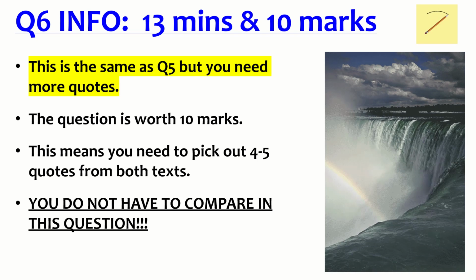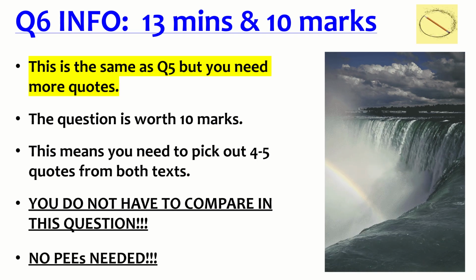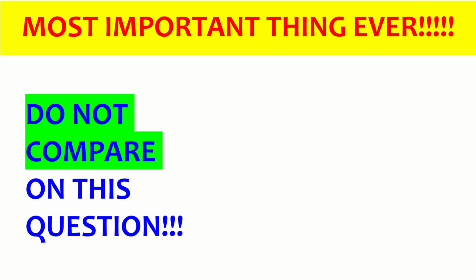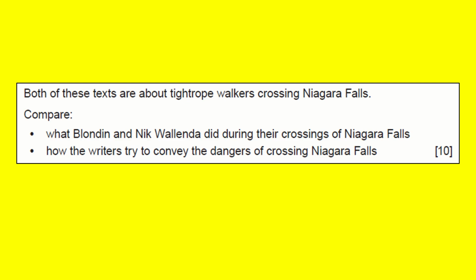Again, note, for my students who are looking for grade 4 and grade 5, you don't need to compare in this question and no PEs are needed. Again, just like question 5, you do not need to compare in this question. Okay, so an example, this one was about 2 texts about people going over the Niagara Falls on a tightrope. Again, it does say in the question you can compare. I'm aware it says that, but for my students who are looking for the grade 4 or grade 5, I want you to set it out exactly like question 5. You can get 8 out of 10 by not comparing.